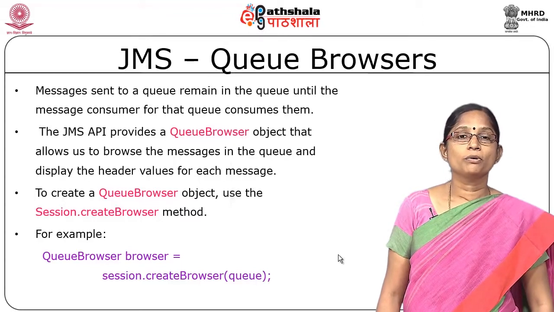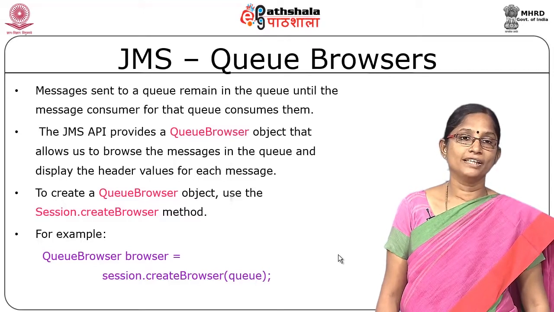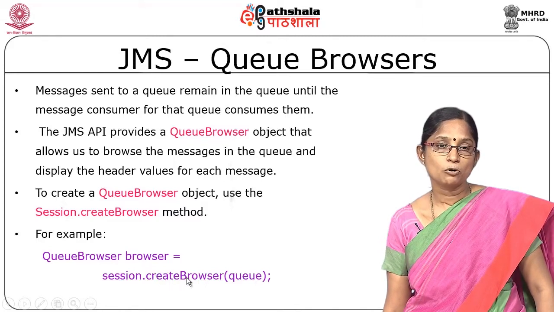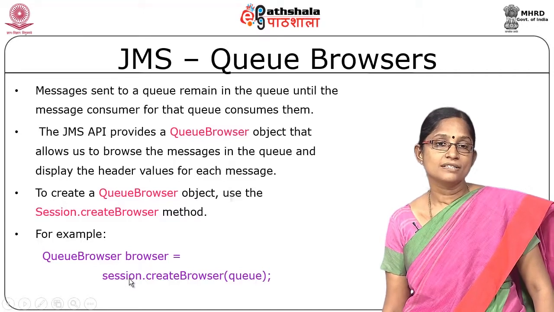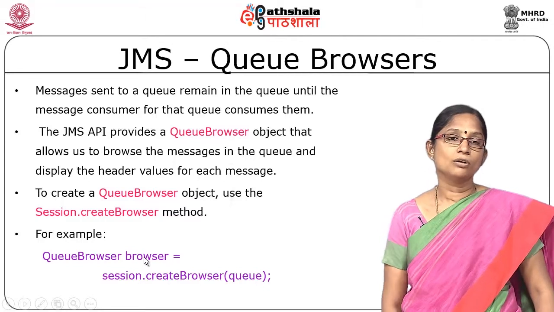This is used to browse all of the messages in the queue and it displays the header value for each message. Now, you can see that again we can create a queue browser, but this create browser method should be invoked over the session object. So, once a browser has been created, the handle has been transferred to the variable called browser, where this browser belongs to the data type queue browser. So, now the browser is ready.